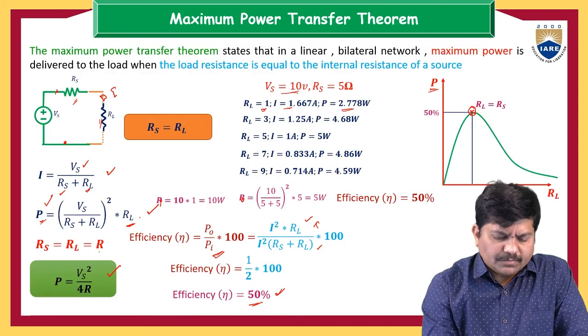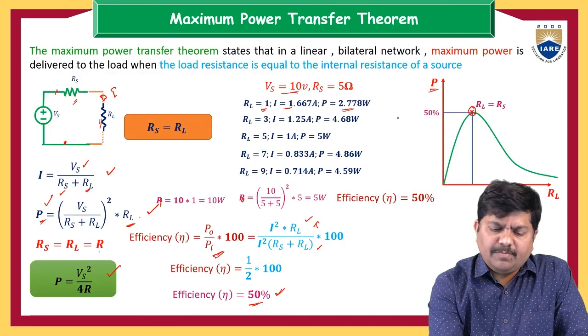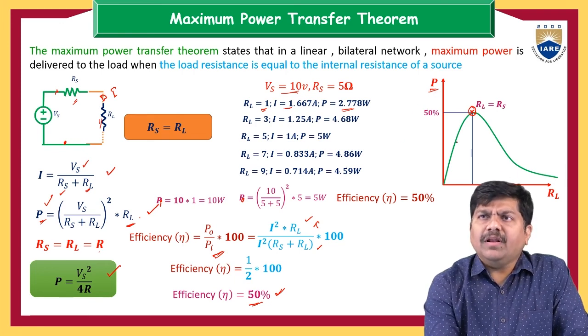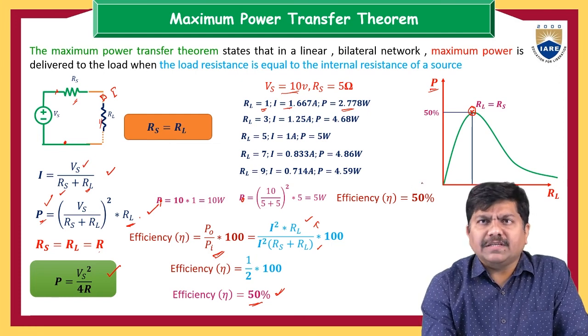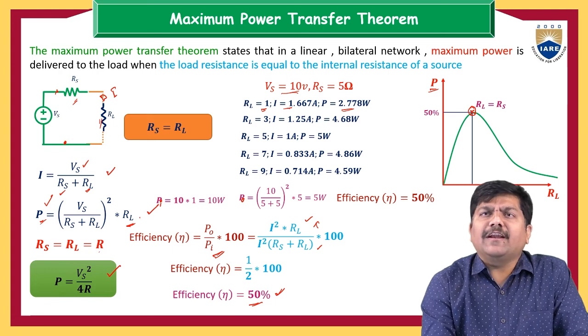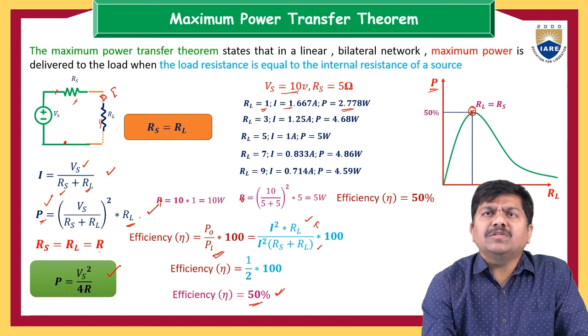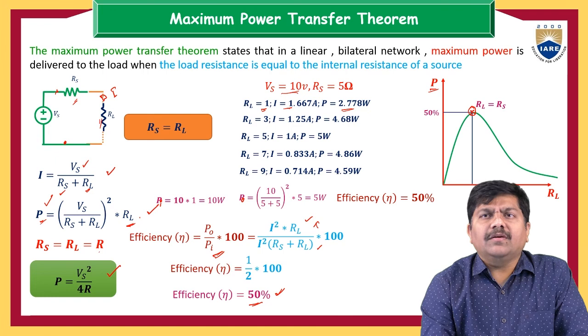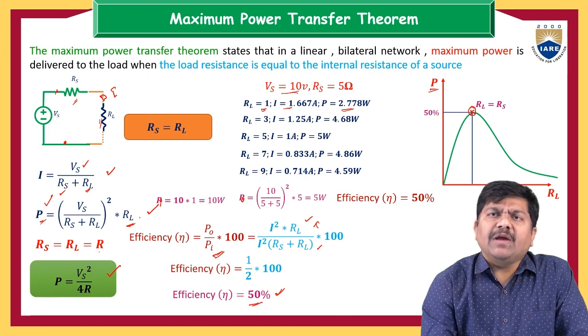By this simple analysis, taking different values for load resistances, we can develop the relation between load power and load resistance. I think this simple presentation might be helpful for a better understanding of the maximum power transfer theorem. In this theorem, we have discussed the conditions for maximum power, and at what efficiency the supply will deliver the maximum power. We have calculated those values also.